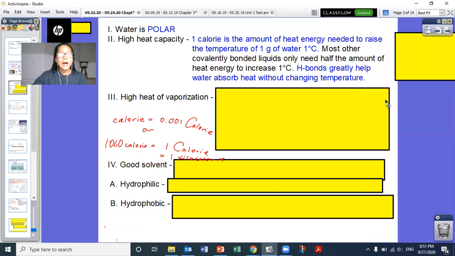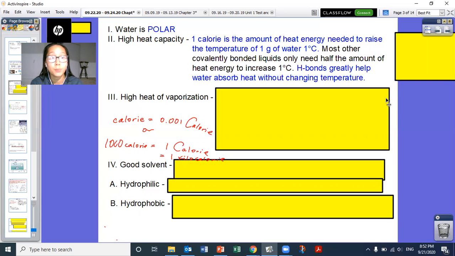Now, water has a high heat capacity. And let me explain this after I read out the definition. So 1 calorie is the amount of heat energy needed to raise the temperature of 1 gram of water 1 degree Celsius. And this was a unit of measurement that humans created based on water because water is essential to life. Most other covalently bonded liquids only need half the amount of heat energy to increase 1 degree Celsius.